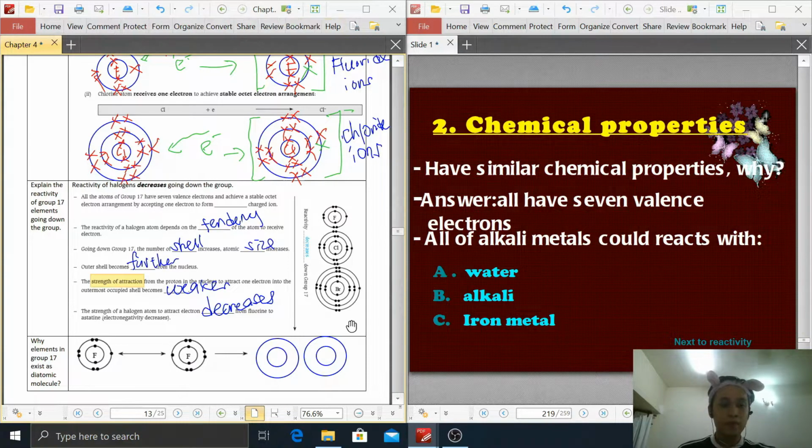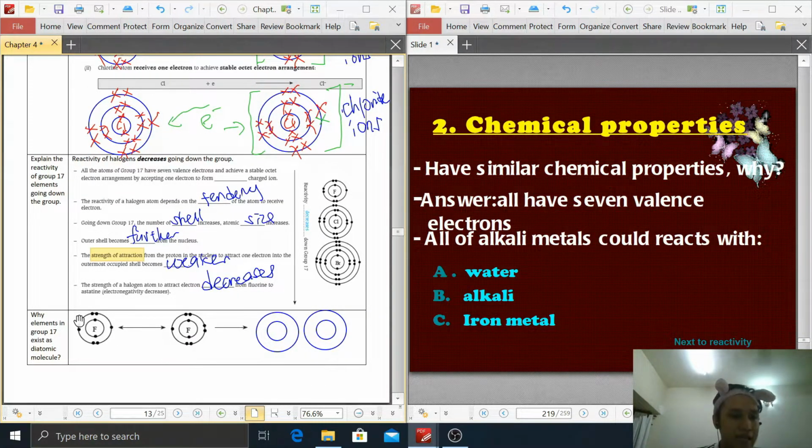Next one. Why do halogens exist as diatomic molecules? Meaning that halogens do not exist as a single atom, you will not see them exist as a single F atom. All halogens will exist as diatomic, meaning it will be F2, Cl2, I2, Br2. They do not exist as monoatomic, they exist as diatomic. So why do they exist as diatomic?